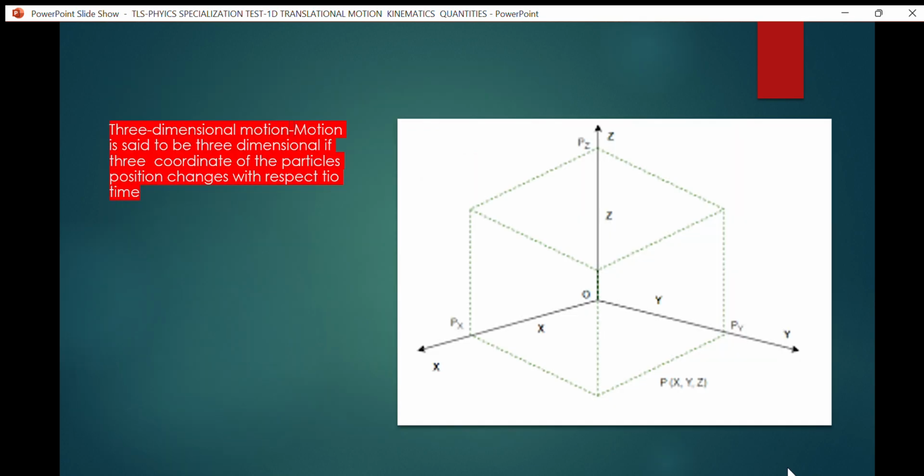The third one is three-dimensional motion. Motion is said to be three-dimensional if all three coordinates x, y and z of the particle's position change with respect to time. Then we say the body is in three-dimensional motion. Examples for three-dimensional motion are the movement of mosquitoes or how a fish swims.